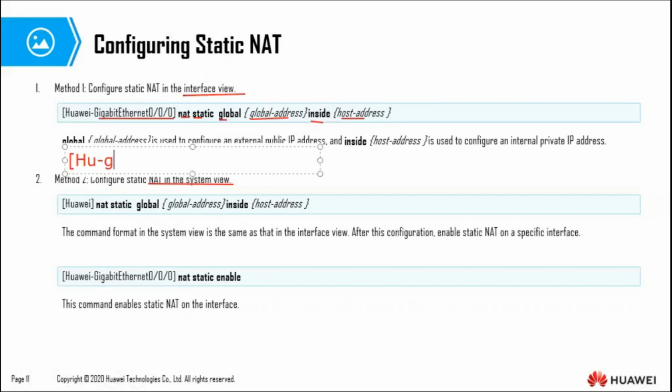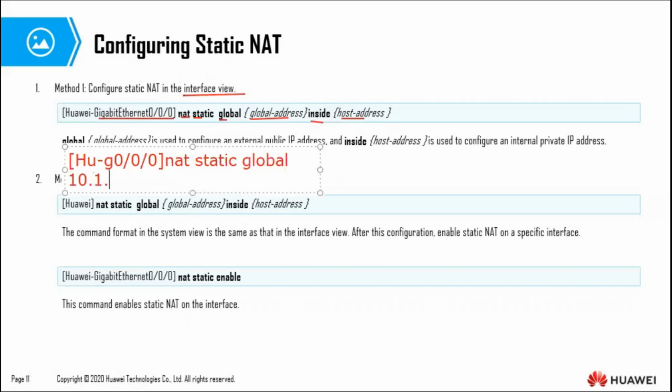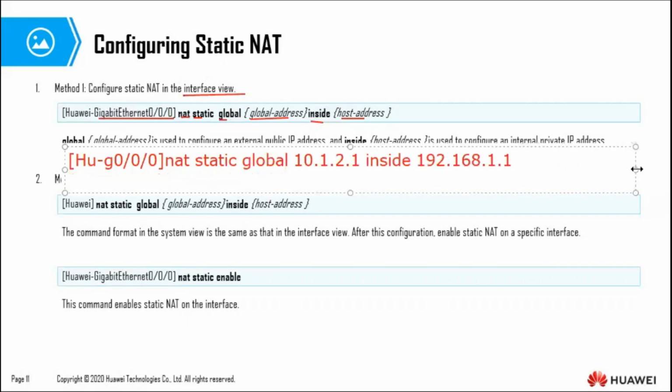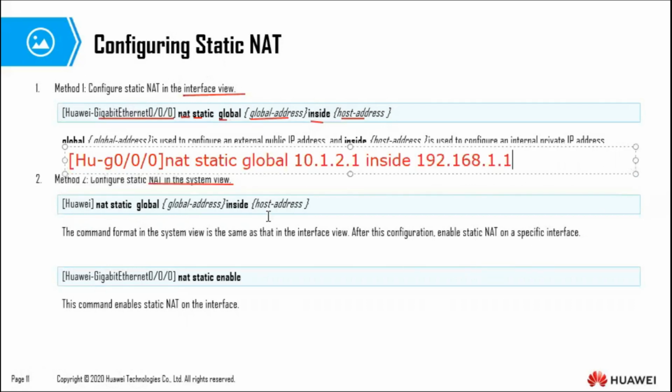So for example, in the previous, allow me not to use the full name here, 0/0/0. So for example, you'll do nat static global, then 10.1.2.1. Then inside, so you want this to be translated to 192.168.1.1. So that's how you configure that.